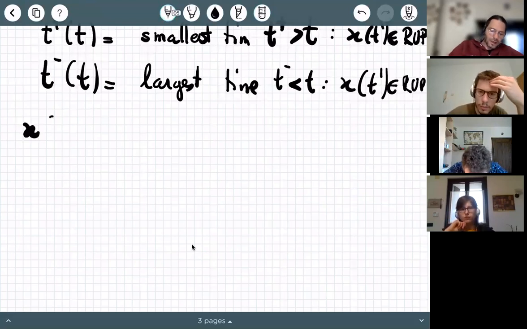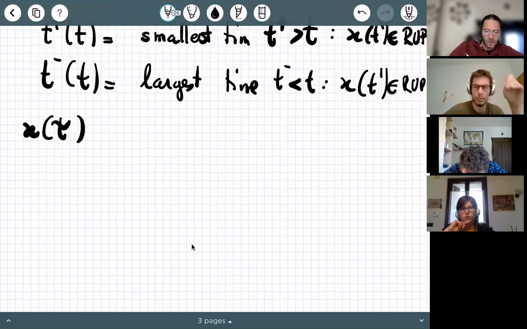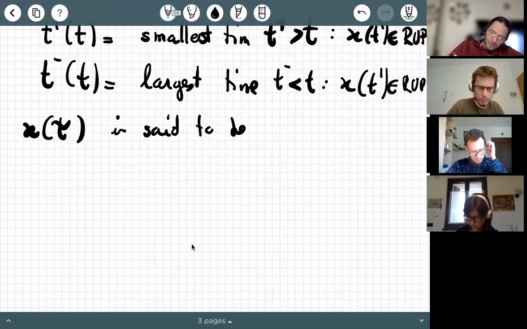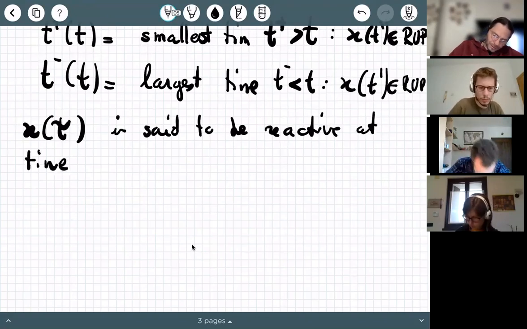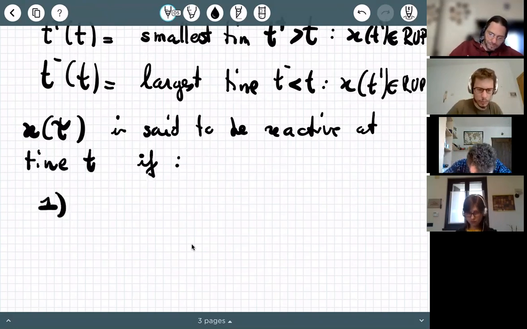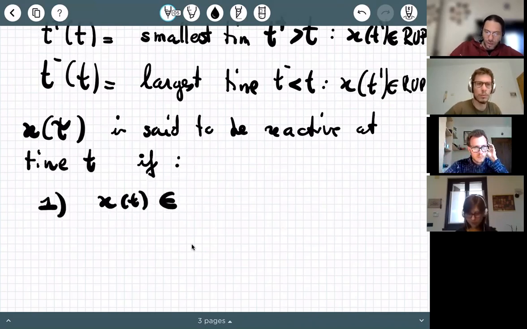Now, let's consider a reactive trajectory. x of tau is said to be reactive at time t if three conditions apply. The first condition is that x of t belongs to omega tau.